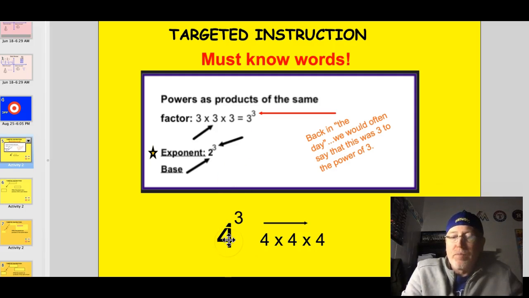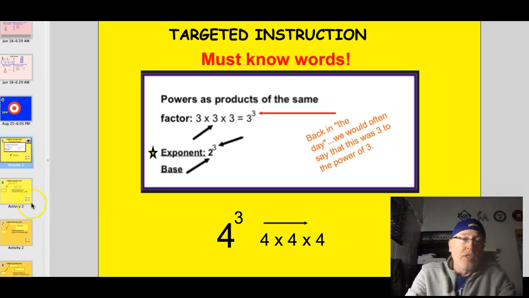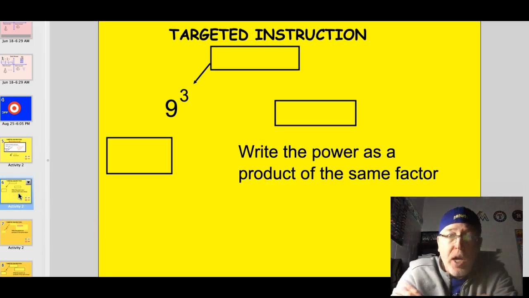4 to the 3rd. You take the base and you write it the number of times that the exponent tells you and put multiplication signs in. Think about it this way. You know that 4 to the 3rd is 4 times 4 times 4, right? So all I'm really asking you to do in this form, the power as a product of the same factor form, I could call it the calculator form. What do you put into the calculator to get 4 to the 3rd? Got it? All right. Let's try one more here, and then I'll have you try some pause problems.